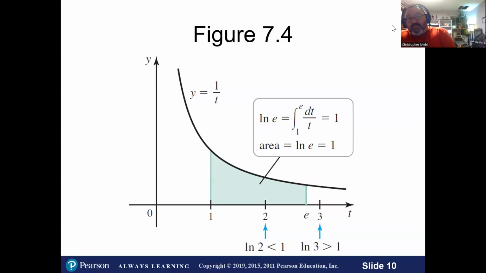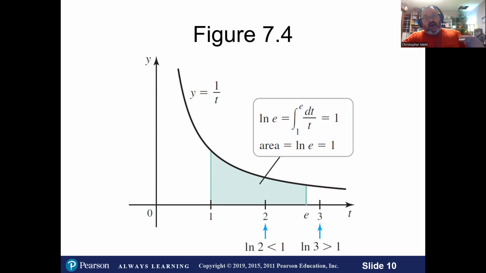Now that definition is simply saying that the area bounded by the curve y equals 1 over t and the t-axis between 1 and this number e equals 1. Okay, and we know that the natural log of 2 is less than 1. We know that the natural log of 3 is going to be greater than 1, right? So if we calculate the area under 1 over t between 1 and 2, we're going to get something less than 1. If we calculate the area under 1 over t between 1 and 3, we're going to get something greater than 1.